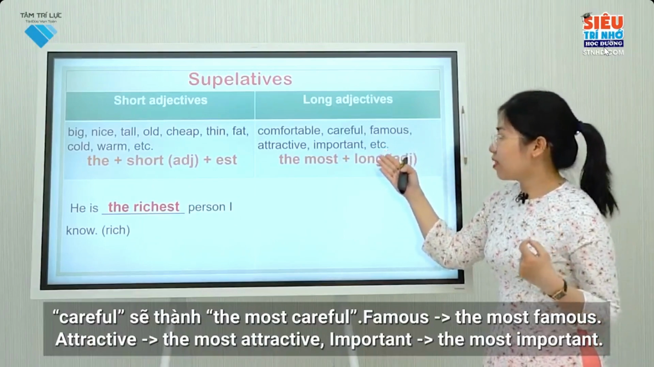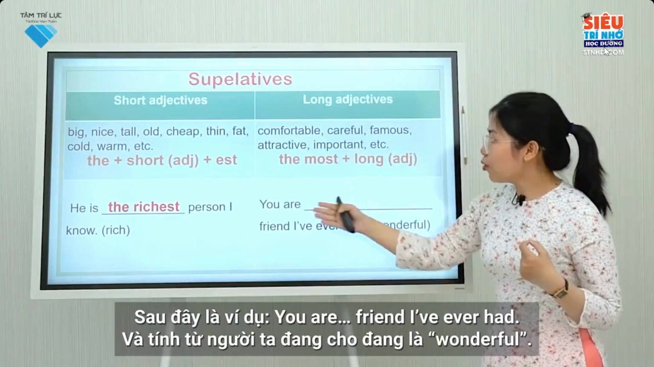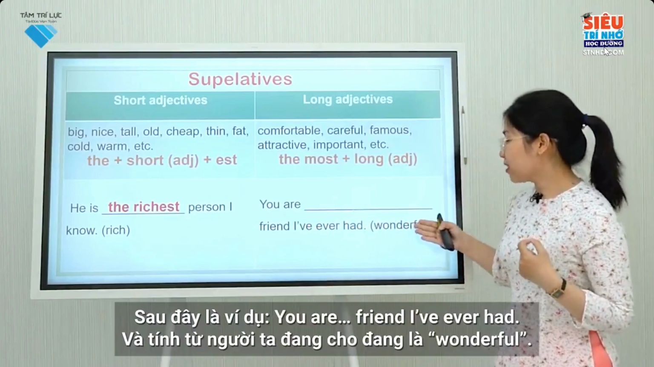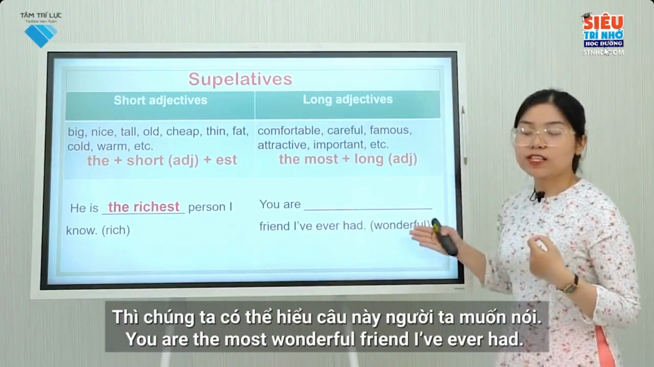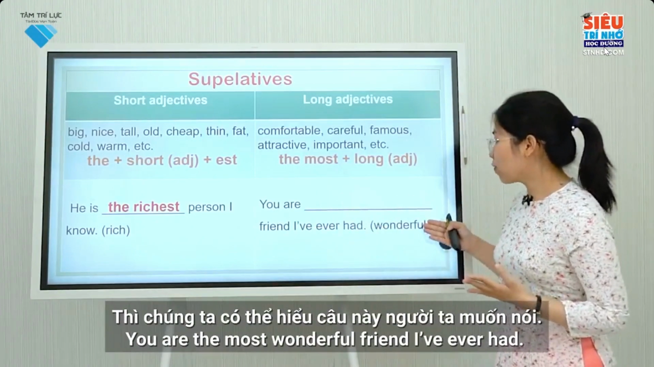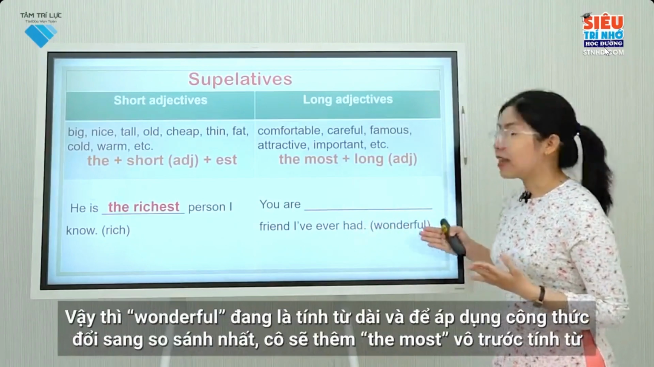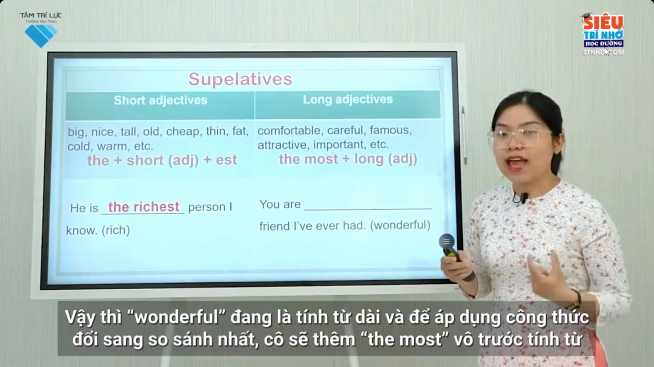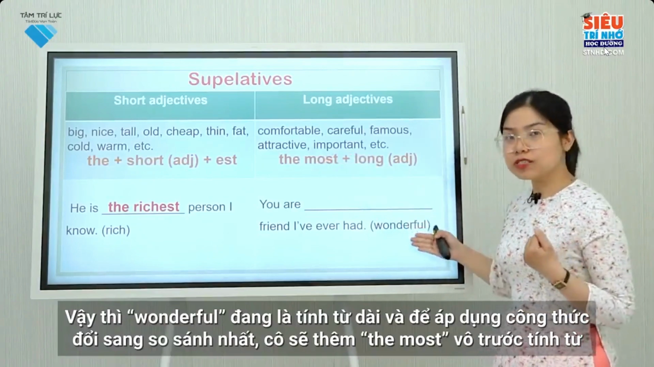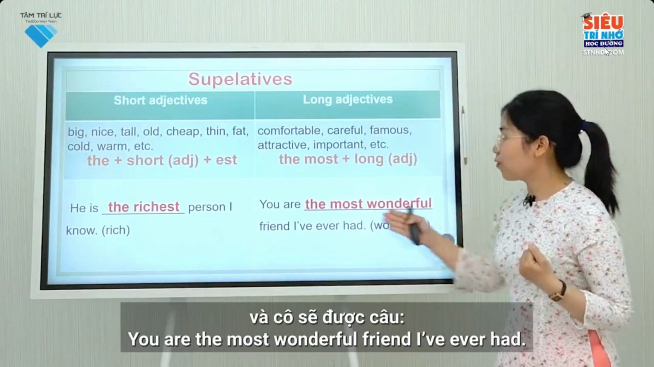Important, the most important. An example, you are ___ friend I've ever had, and the adjective here is wonderful. The meaning of the sentence is, you are the most wonderful friend I've ever had. Wonderful is a long adjective, so to change into superlative, I will add the most before it. And my answer is, you are the most wonderful friend I've ever had.